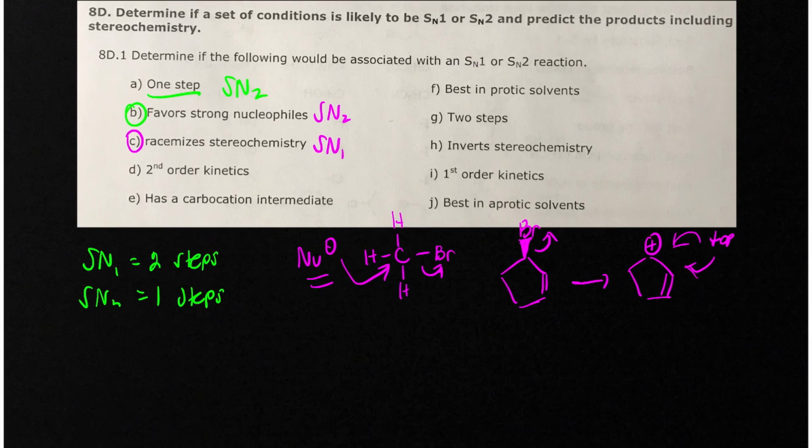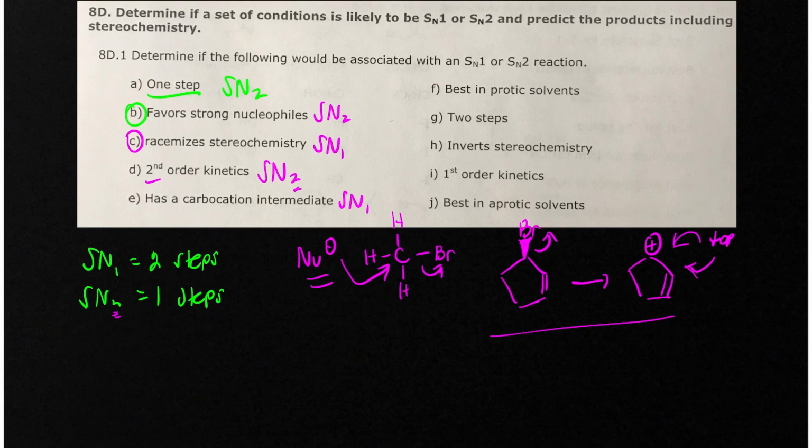Okay. Second order kinetics, that's easy to remember. That's SN2. That's what the 2 there means, right? E has a carbocation intermediate. We just talked about that with part C. That's your SN1. Okay, SN1 reactions have a carbocation intermediate.